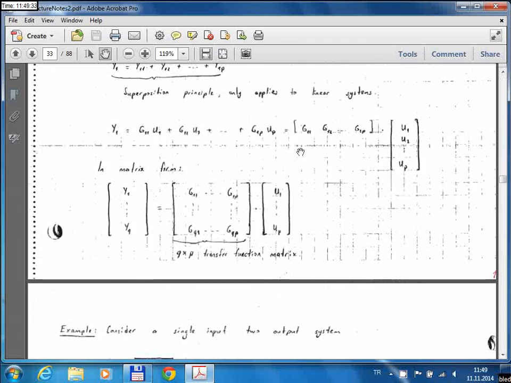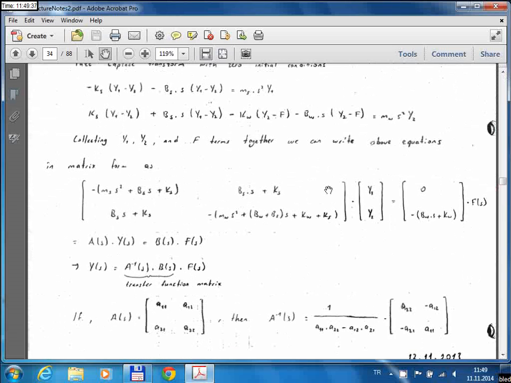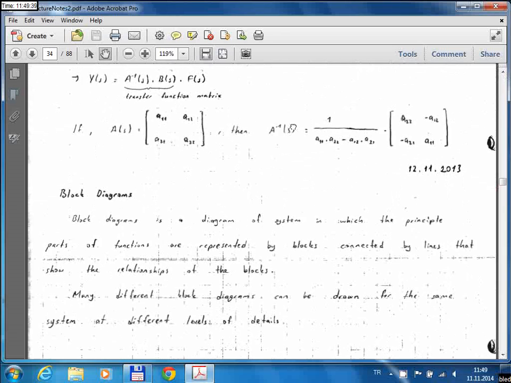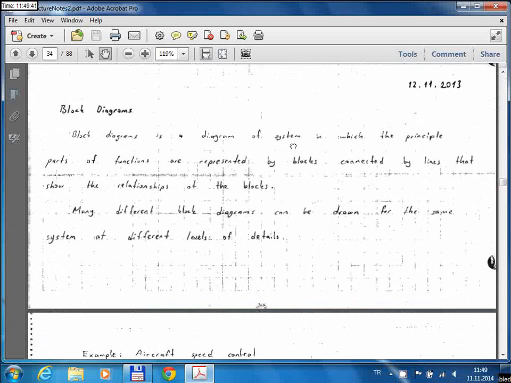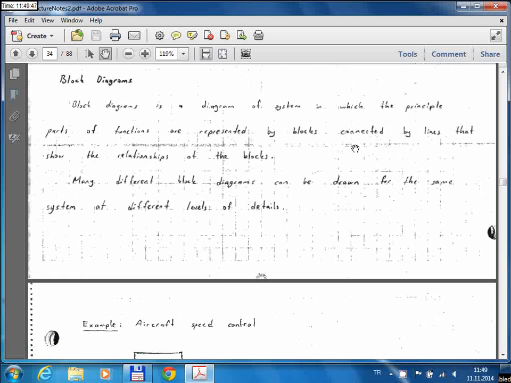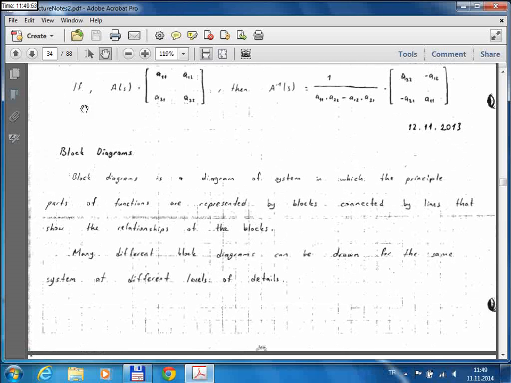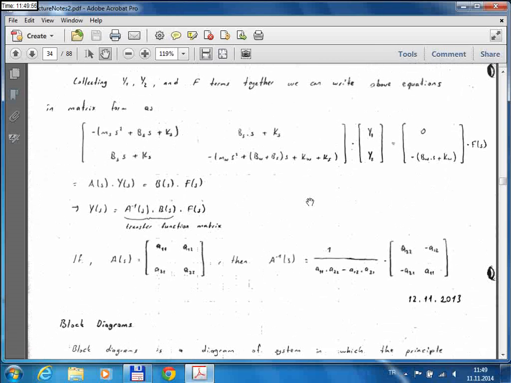So right now we should start the block diagrams. That's the next topic we should cover. But I don't want to start block diagrams today before the exam, since there's really not many people in the class, and this will not be included in the exam. So I will just leave it after the exam.